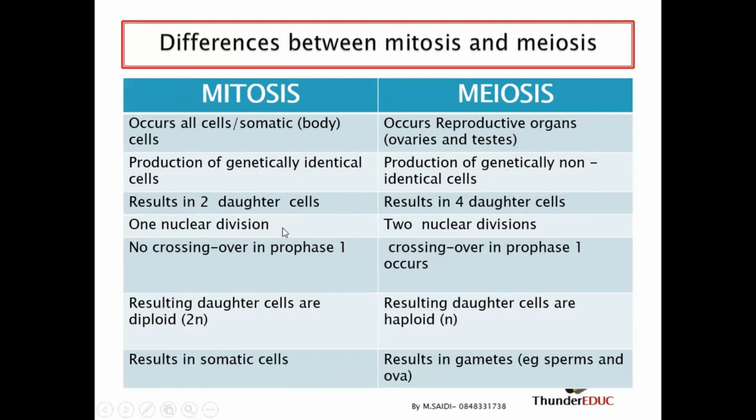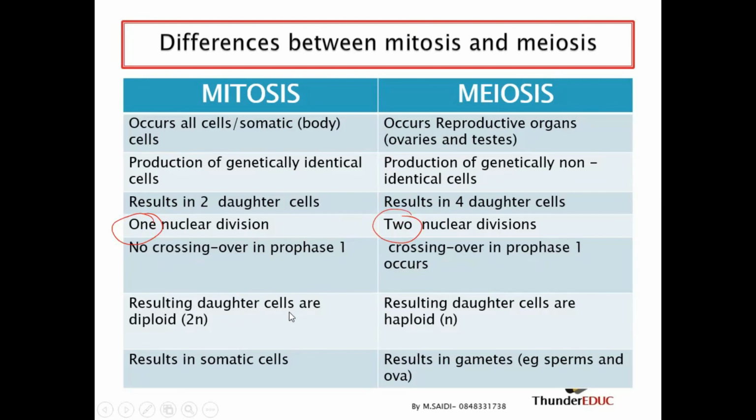Then you have 1 nuclear division in mitosis. We don't have mitosis 1 and mitosis 2. So it means that the nucleus divides once. That's why we say 1 nuclear division, while here we have 2 nuclear divisions. In meiosis, crossing over takes place in prophase 1, while in mitosis there is no crossing over in prophase. That's why the cells are always identical.